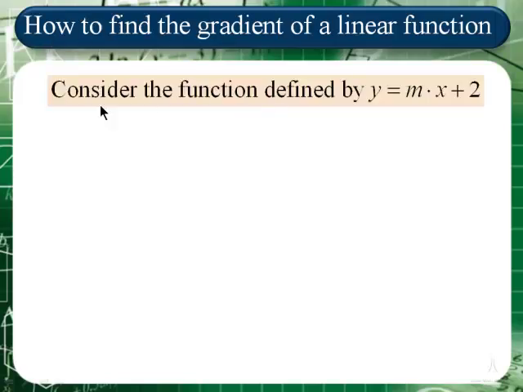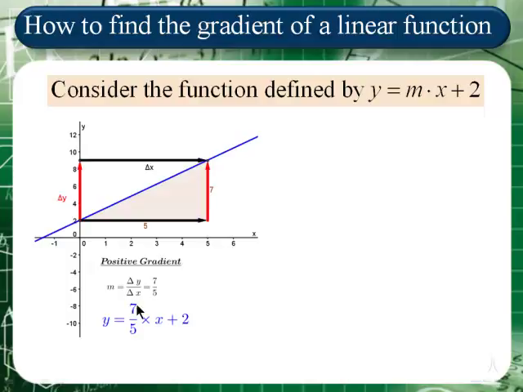Let us summarize how to find the gradient of a linear function. Consider the linear function defined by y equals mx plus 2. Like in the investigation, we used straight lines where the y-intercept was always equal to 2. We came up with this particular sketch. If you select 2 points on the straight line and determine delta x and delta y, in this case both are positive, delta x being plus 5 and delta y plus 7, the gradient is 7 over 5, and the defining equation is y equals 7 over 5 times x plus 2.